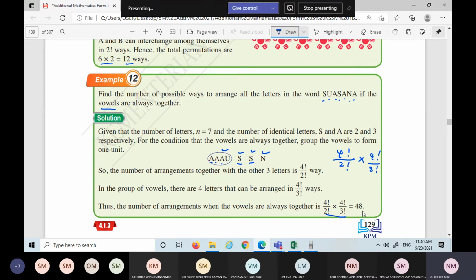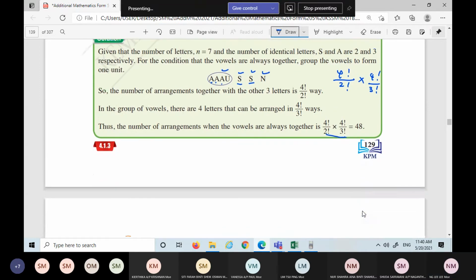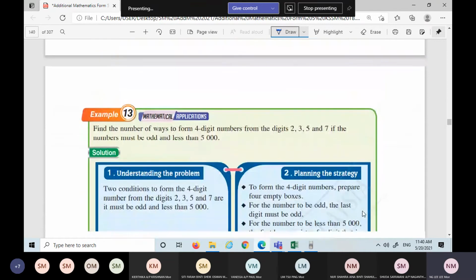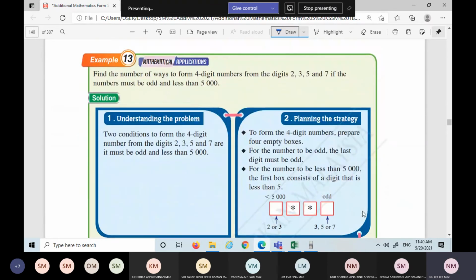So far, any questions? Very quiet. Actually, this topic is very funny. For those who can do, no matter how the question turns, they can do it. For those who cannot do, even simple ones they cannot do. This type of topic. Okay, this is the last example already.